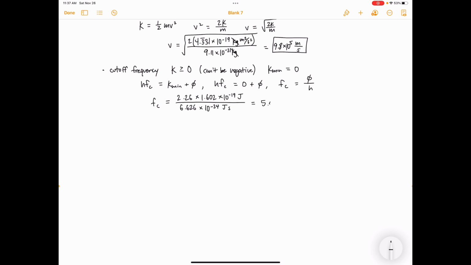So we have 5.464 times 10 to the 14th power inverse seconds. That's the result you get when you calculate this. But remember, inverse seconds is the same as hertz, and 10 to the 12 is the unit prefix tera. So I could also write this as 546 terahertz. That's the cutoff frequency. Anything above this is enough to eject electrons, but anything below this is not enough to eject electrons.